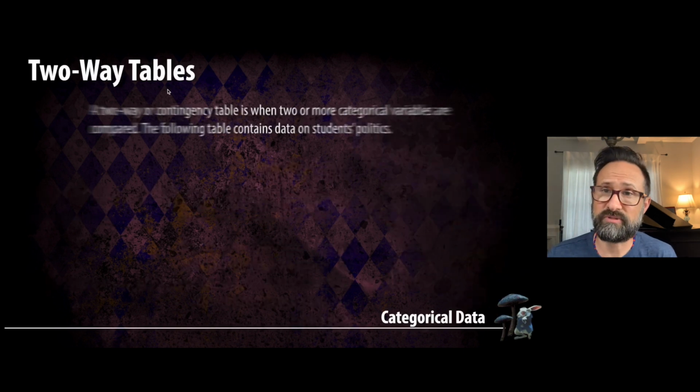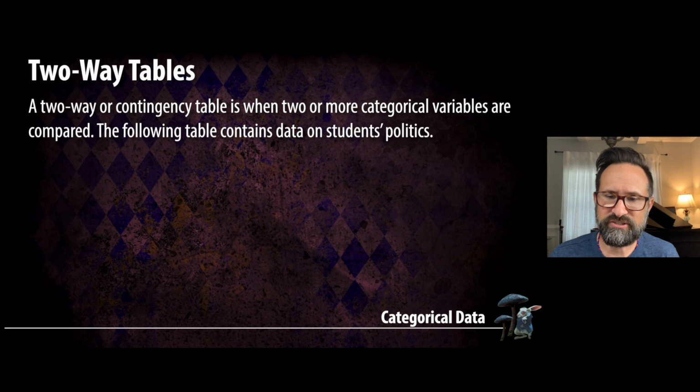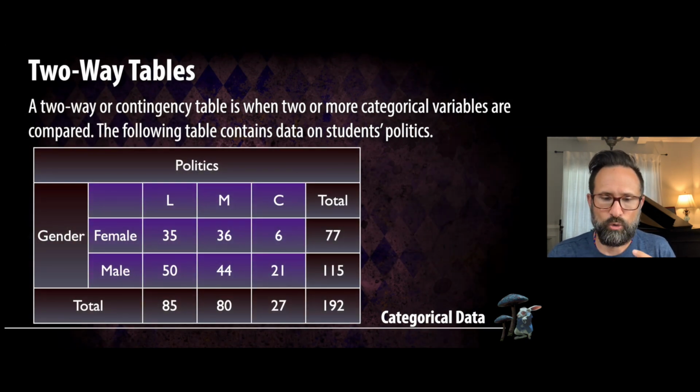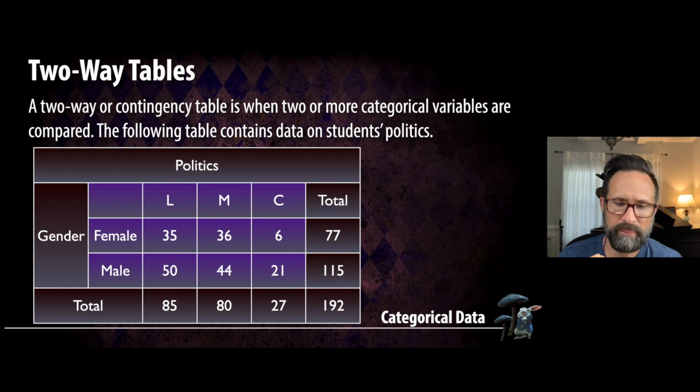A two-way table, or sometimes known as a contingency table, is a way of displaying multiple variables, in this case two variables related to one sample from a certain population. In this case, they've sampled college student political preferences. They asked the students two questions. Number one, what was their political preference, liberal, conservative, or moderate. And then they asked what was their gender. And of the respondents, this is what they responded to those questions.